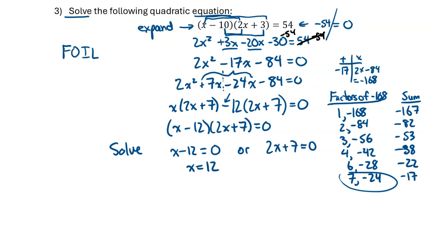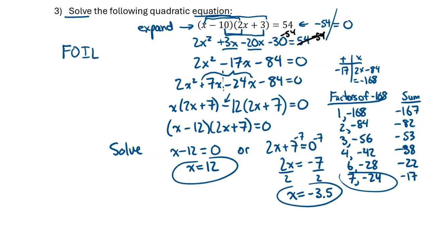So we add 12 to both sides here. We get x equals 12. On the right side, we have to subtract 7 from both sides. We always do reverse order of operations, so we have to subtract or add before we multiply or divide. And then we divide by the 2, and negative 7 divided by 2 gives us x equals negative 7 over 2, or negative 3.5. So there you go. Those are your two solutions for solving that quadratic equation.